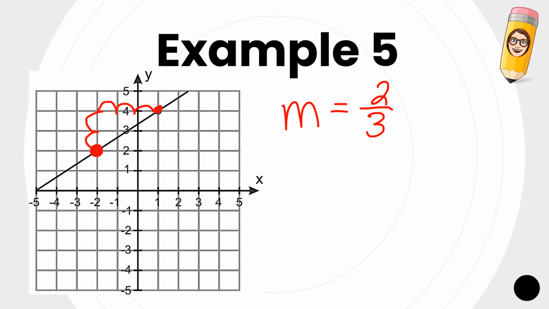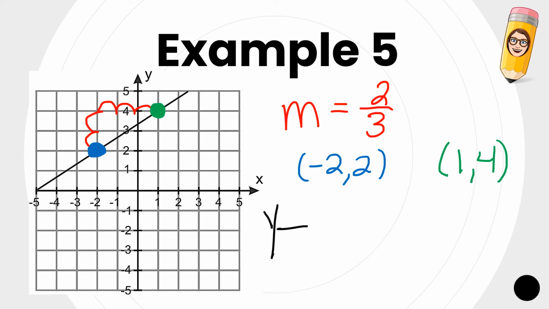Point. Here's where you get to choose. Let's say you choose the blue dot. The blue dot exists at negative 2, 2. But you could also choose this green dot. This green dot exists at 1, 4. I'm going to show you 2 equations. You only have to write down 1.